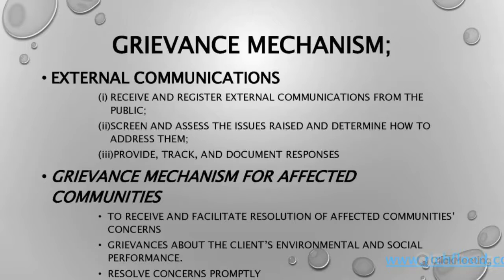So where there are affected communities, the proponents will establish a grievance mechanism to receive and facilitate resolution of the concerns of the affected communities, and grievances about the proponents' environmental and social performance have to be addressed. So the grievance mechanism should scale to the risk and adverse impacts of the project and have affected communities as its primary user. It should also seek to resolve concerns promptly, using an understandable and transparent consultative process that is culturally appropriate.